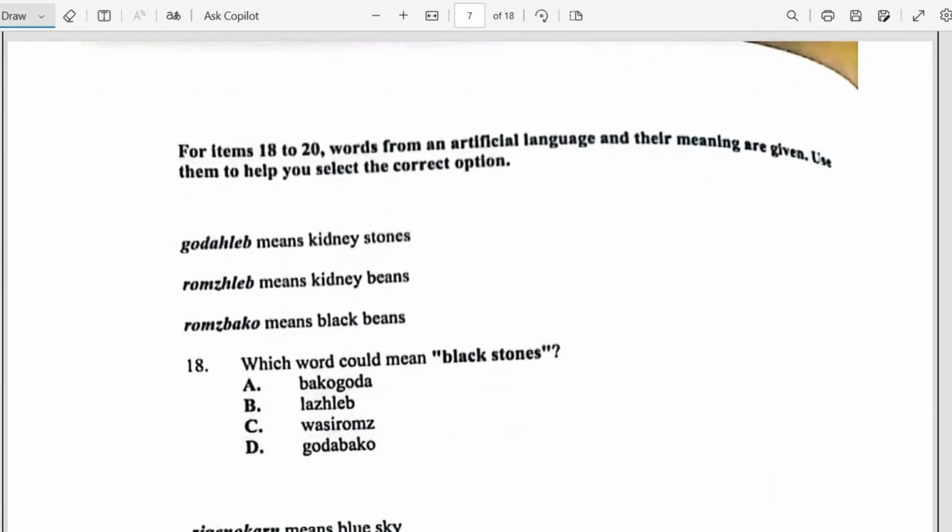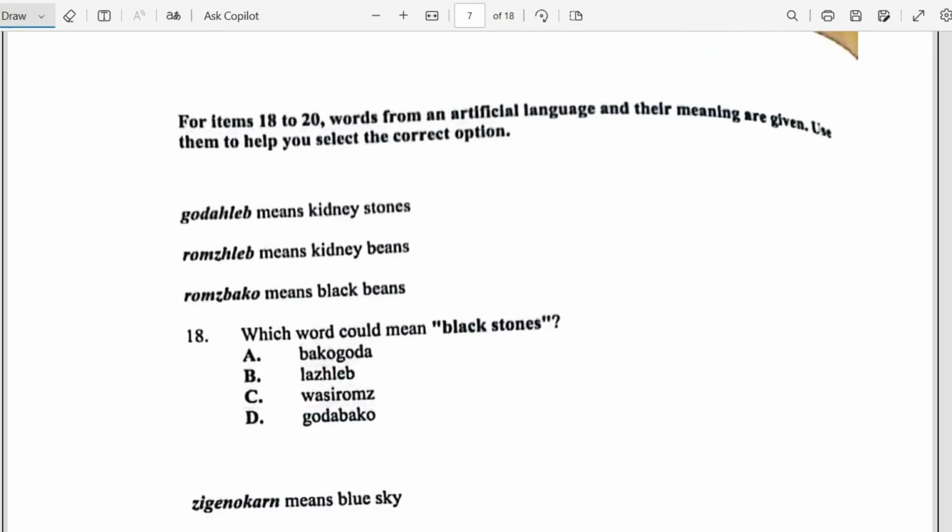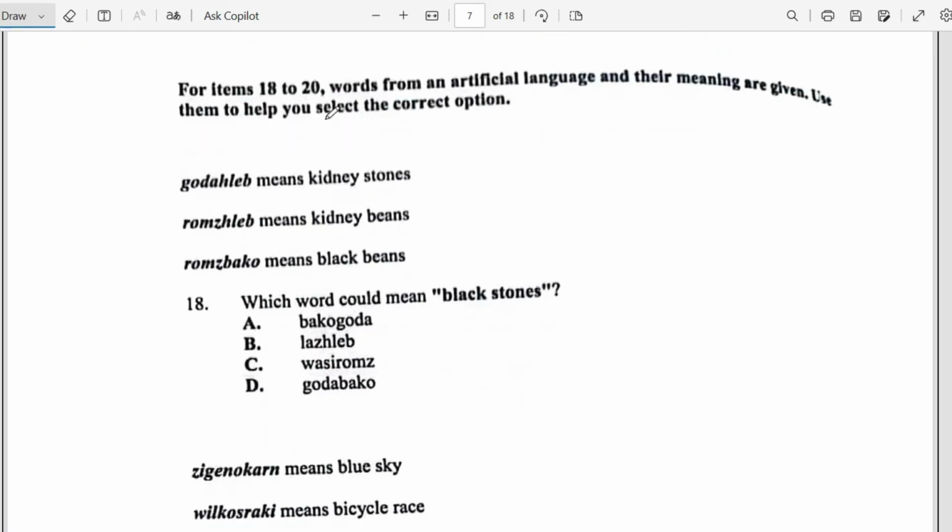And this is part one of the review. So there's going to be another part with the quantitative reasoning type questions in our next video. We're only looking at the verbal reasoning questions up to question 20 in this video. So for items 18 to 20, words from an artificial language and their meaning are given. Use them to help you select the correct option.